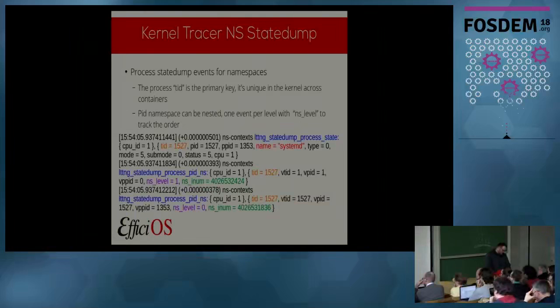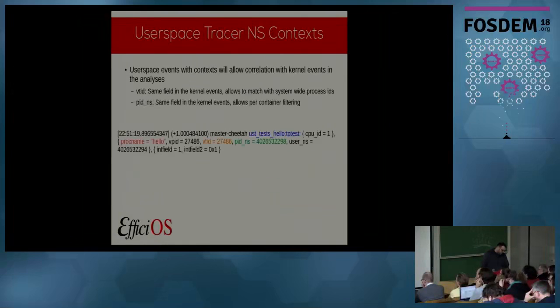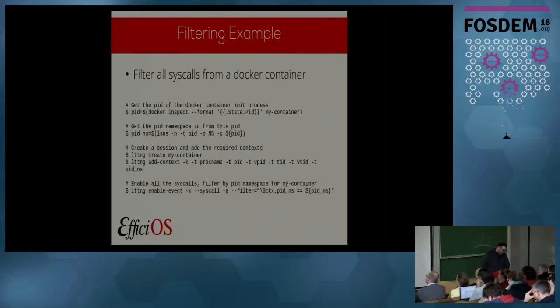We can see that the TID never changes between those because it's the unique ID, but the VTID changes. So in the NS level 1, it's the VTID of 1, and in the kernel side, 1527. With this information, and we do the same thing for the user space tracer, which is basically the same, we are now able to do some filtering.